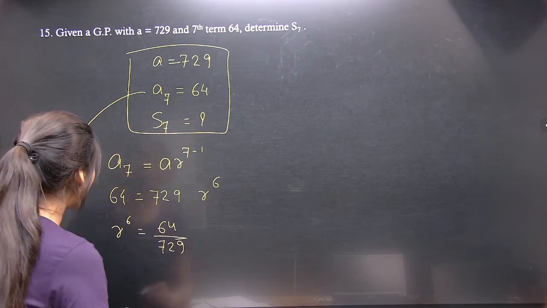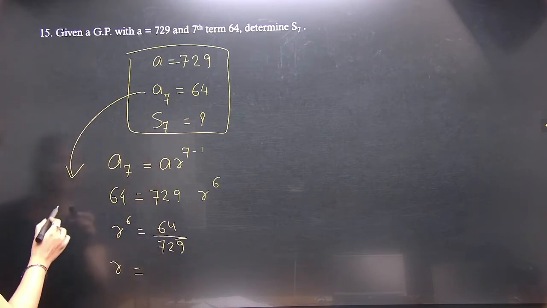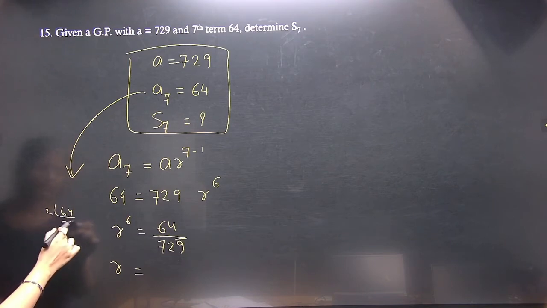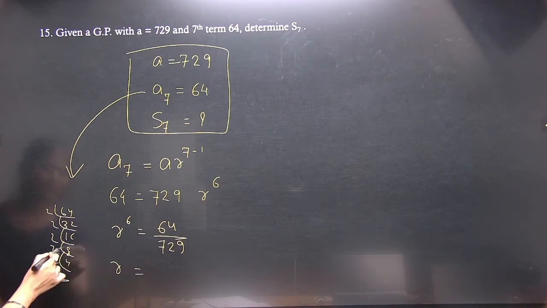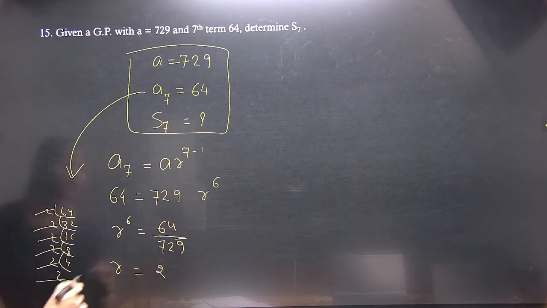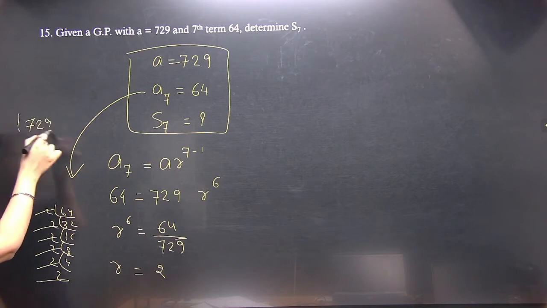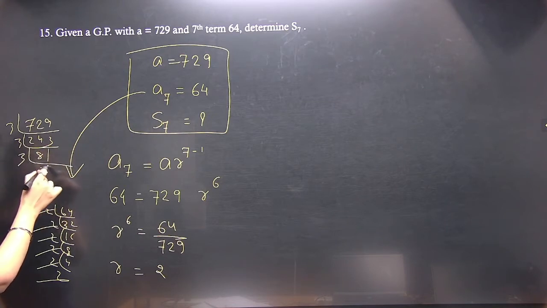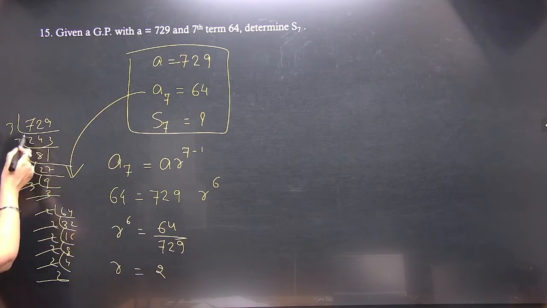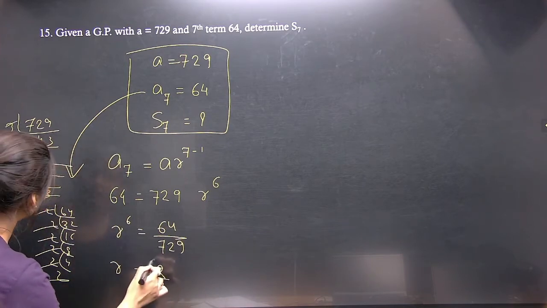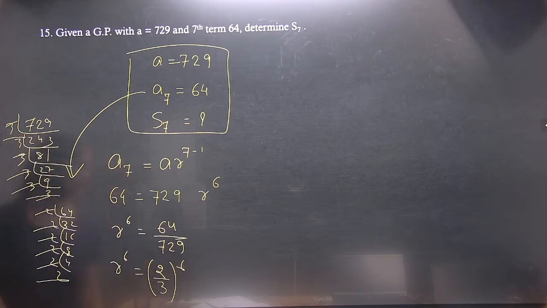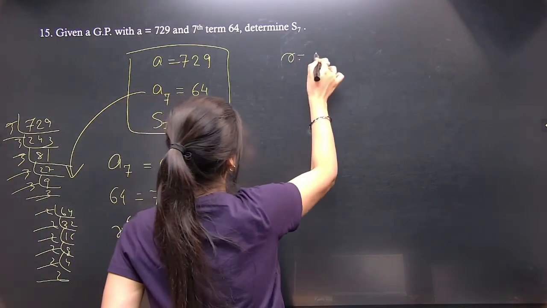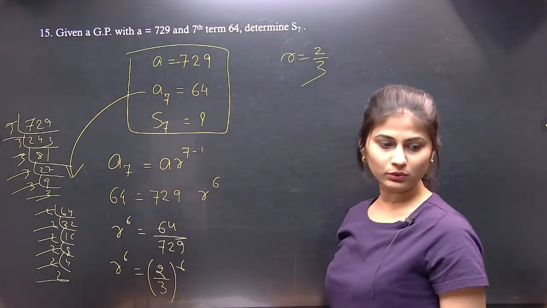Okay, now what is 64? 1, 2, 3, 4, 5, 6. So it is 2 to the power 6, and 729 is? I know you know these things but I am showing you. So it is (2/3) to the power 6, and here it is r to the power 6. So r is equal to 2/3.